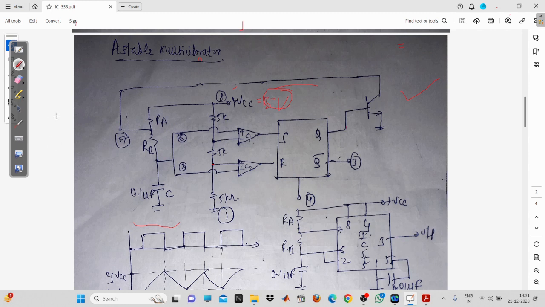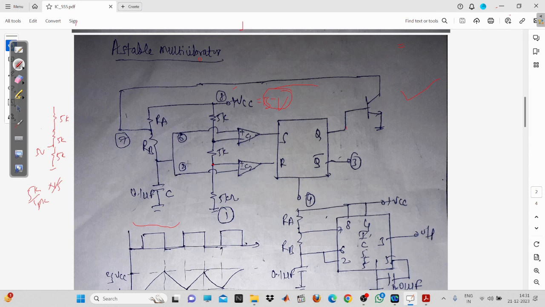Suppose you have a 15 volt power supply with a 5k resistor, a second 5k resistor, and this one is also a 5k resistor. So at this point, how much voltage are you going to get? 5k upon 15k into 15, so I think you will have 5 volt. And these are fixed voltages, and this will be given to one of the inputs of the comparator.